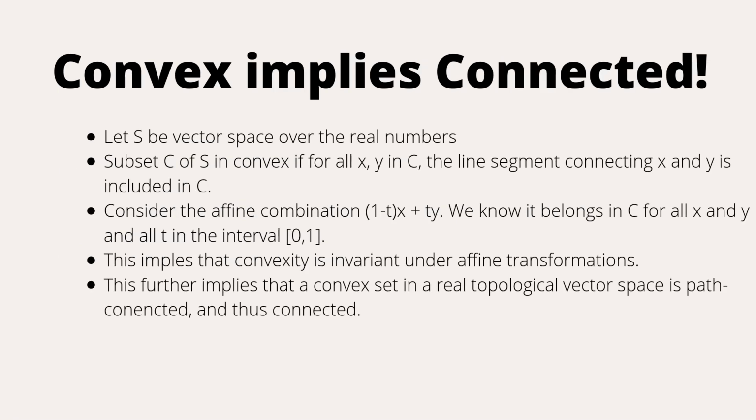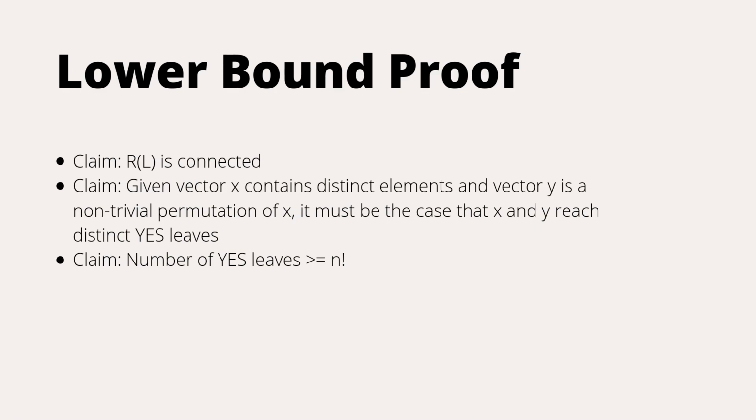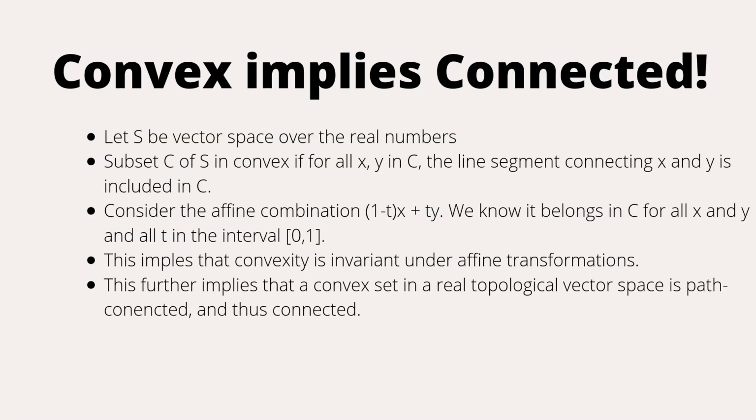So these are our three claims that we will show in this proof. I'll describe the idea of convexity soon, but convexity implies connectedness. So we will prove this first claim, that the region of L is connected, by a quick sketch, and then we will show a picture on the next slide. In this sketch, we have a vector space S over the real numbers. We will take a subset C of this vector space S, and we'll show that it's convex: for all X and Y in C, a line segment connecting X and Y is also included in C. So C is convex.